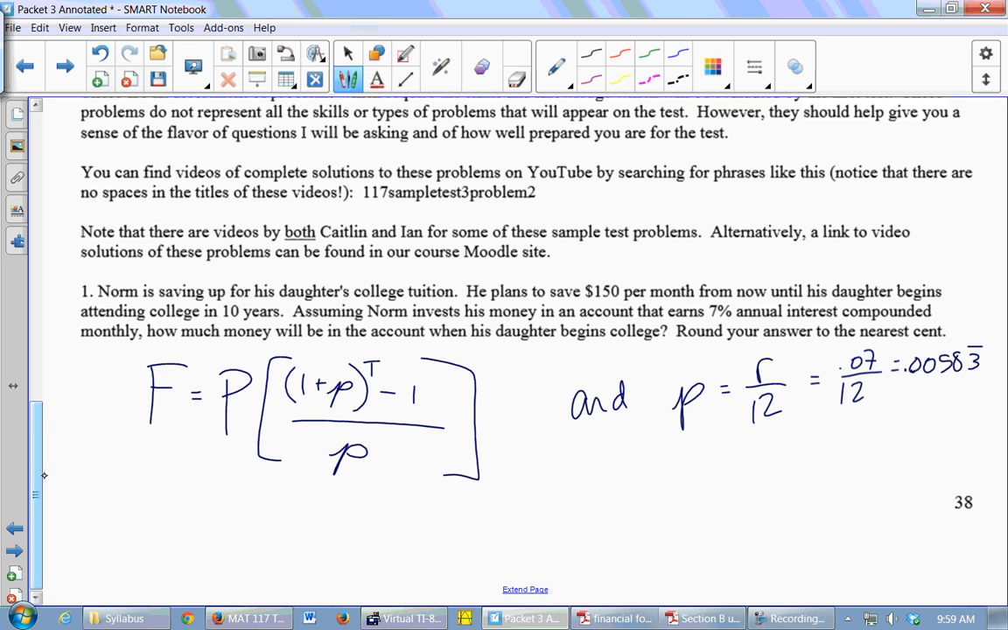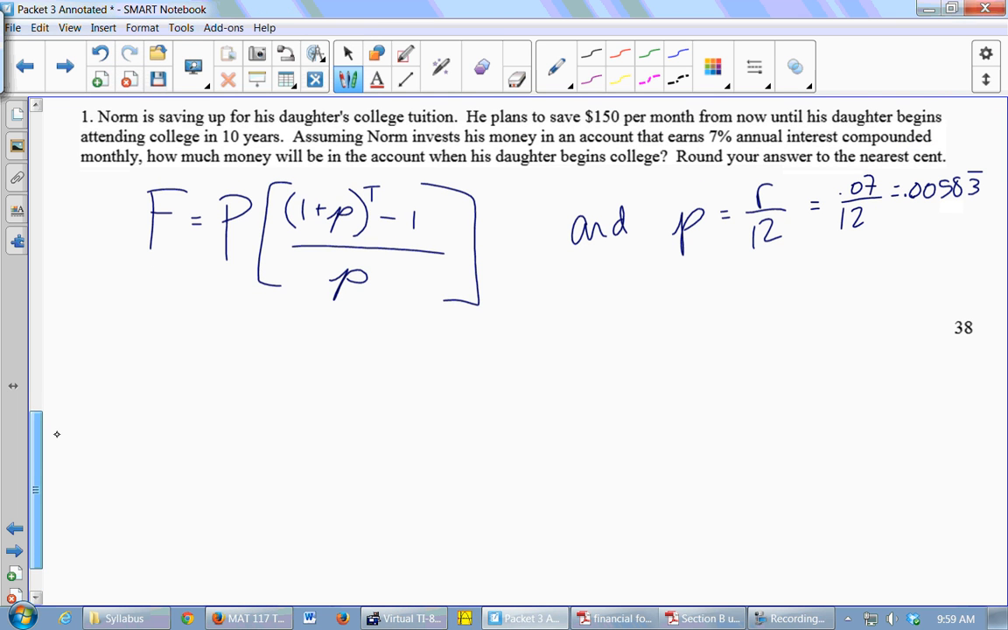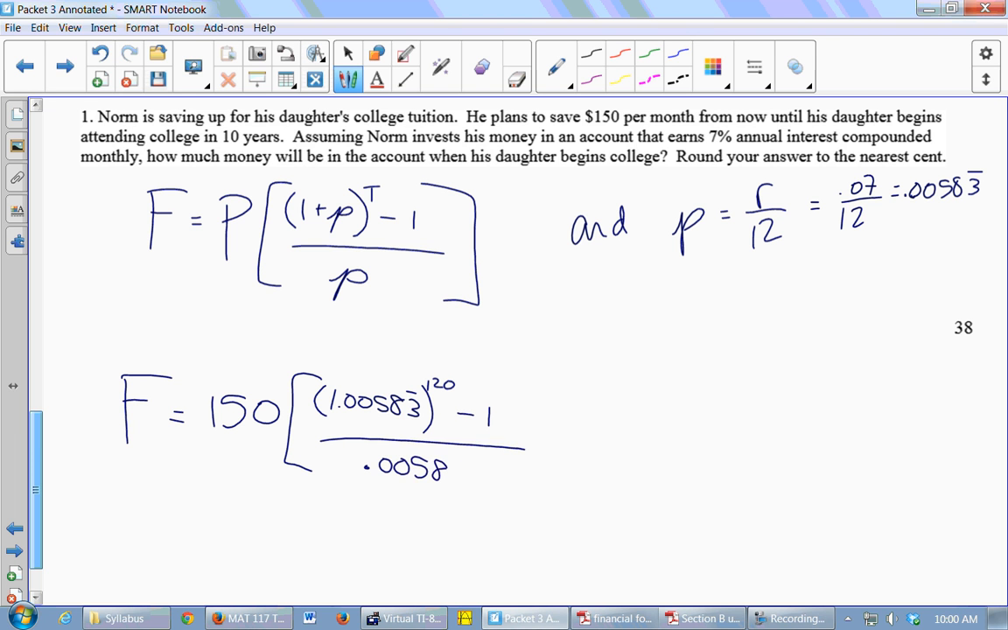All right, so now I plug in all the stuff that I have here. I want to know my future value. How much will be in this account in the future? So I'm looking for F. Capital P is your monthly payments of $150. And then I've got 1 plus little p, which is 1.00583, to the capital T. Capital T is the total number of deposits. So he's doing this monthly for 10 years. That's 120 deposits. Minus 1 over 0.00583.